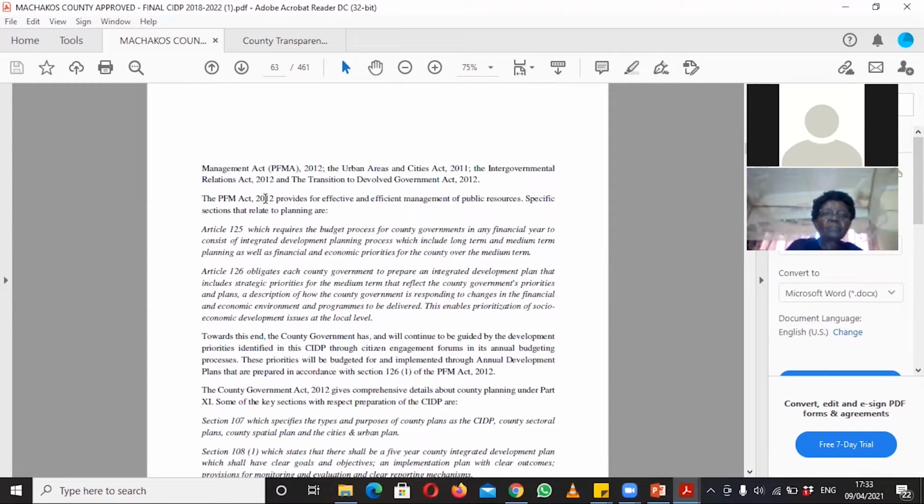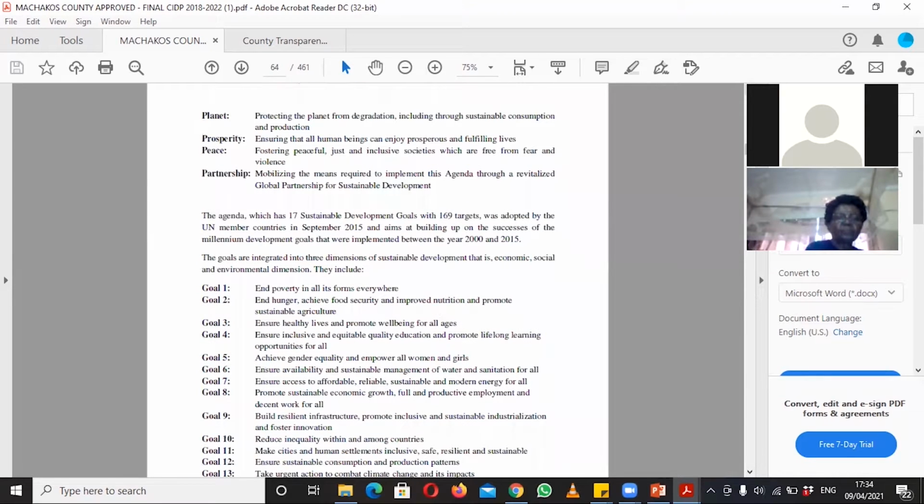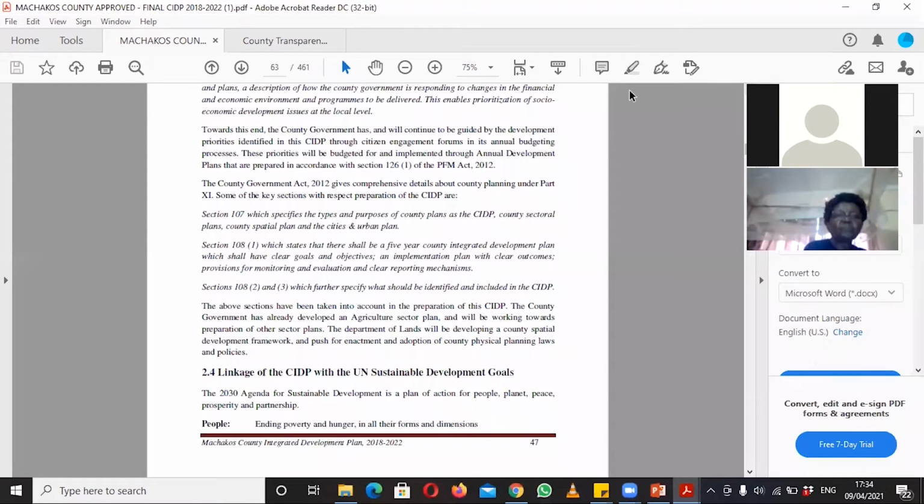The Public Finance Management Act, every county government and even national government has to follow it. When it comes to finances, it has to follow these guidelines. And then it also has to incorporate the Intergovernmental Relations Act 2012 and the Transition to Devolved Government Act 2012. The other thing is that it is also linked to the United Nations Sustainable.